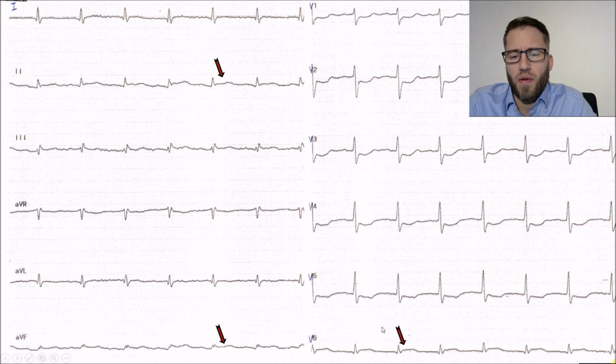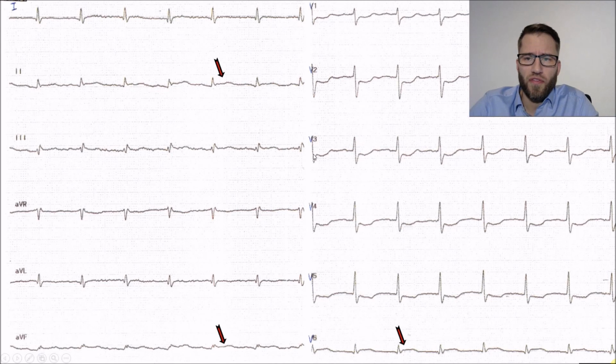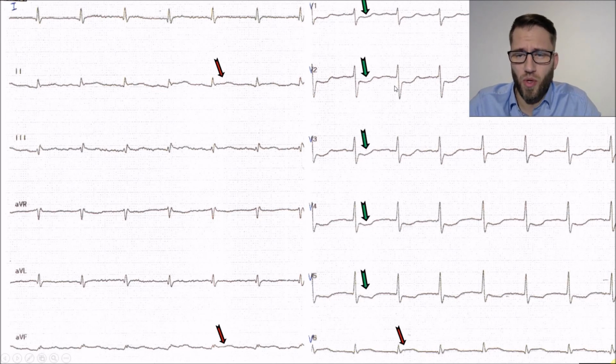And the chest wall lead V6. This is hard to call STEMI from here, but it's not a normal ECG, especially if you look at the ST depressions here in the chest wall leads. And if you have this pattern, the ST depressions here in the chest wall leads, as well as positive T waves in V2 and V3.